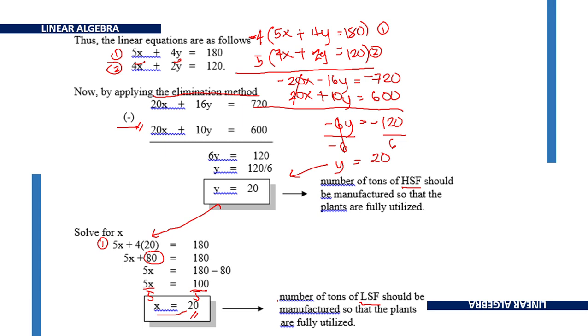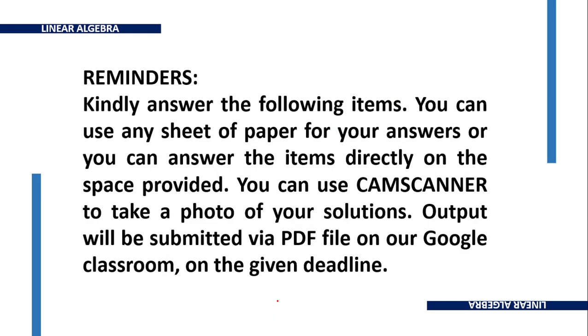So, we answered our question of how many tons can be manufactured for high sulfur fuel and low sulfur fuel so that the plants are fully utilized. So, guys, that ends our first discussion for system of linear equations. We explained examples of linear equations, and also system of linear equations with unique solution, many solutions, and no solution. Also, we are able to solve a word problem.